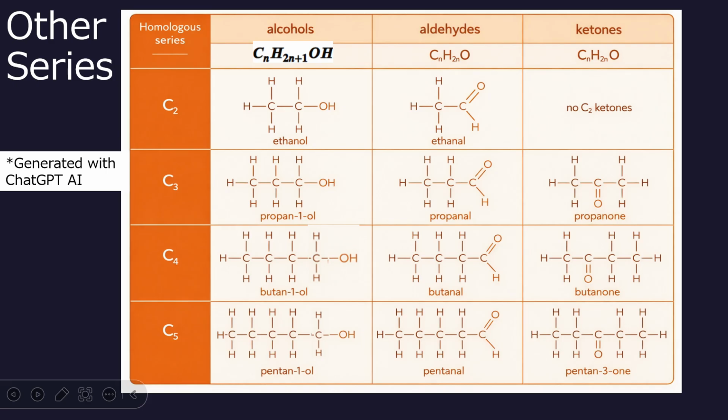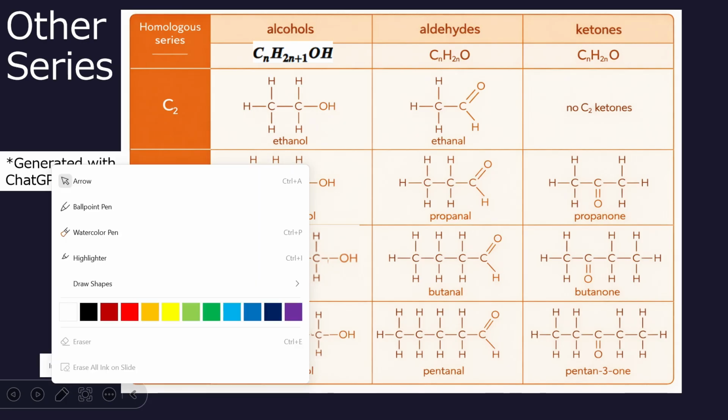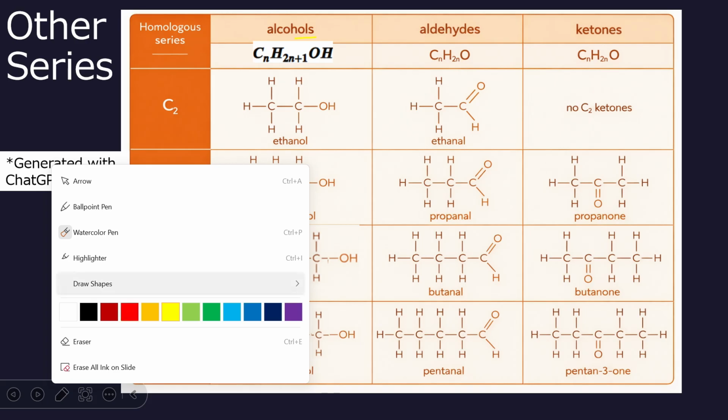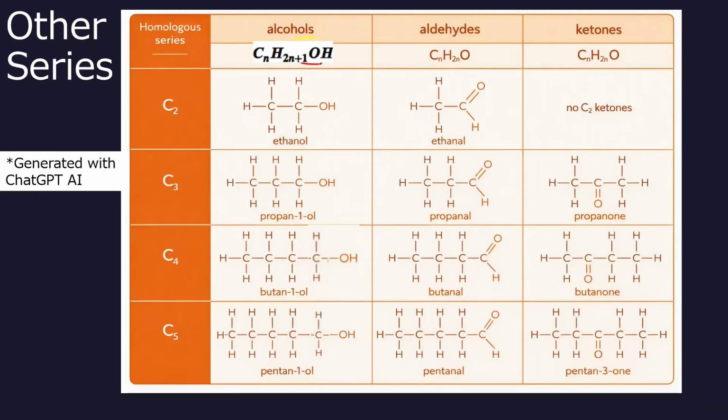Some more alcohols, CnH2n+1OH: ethanol, propanol, butanol, pentanol. So again, part of the name from the class, that ending becomes the suffix on all of these. -ol, in this case.